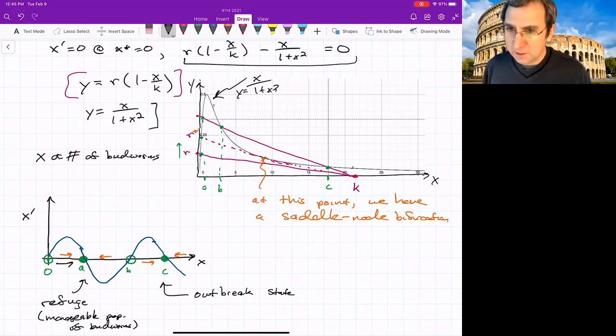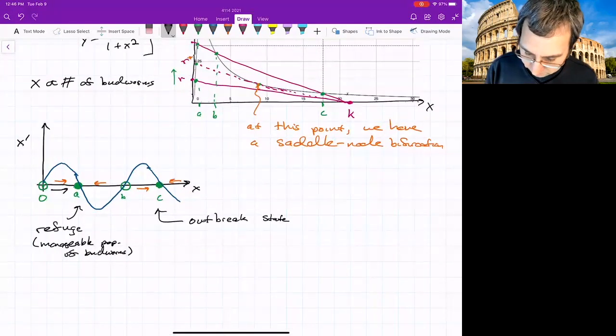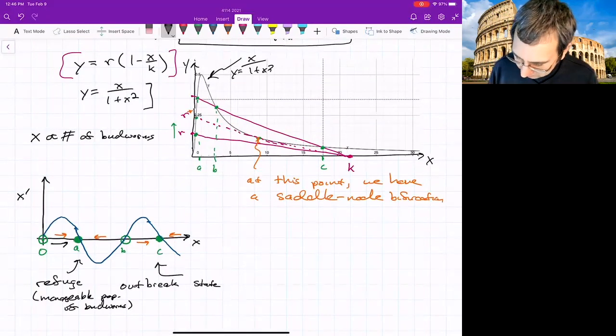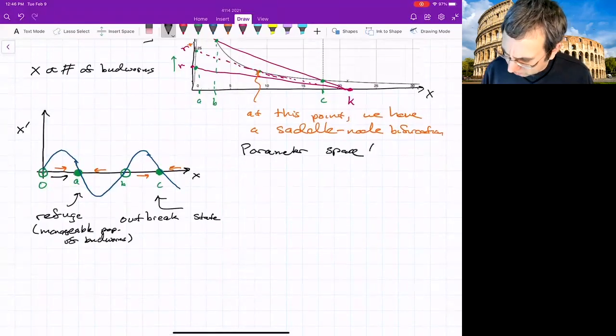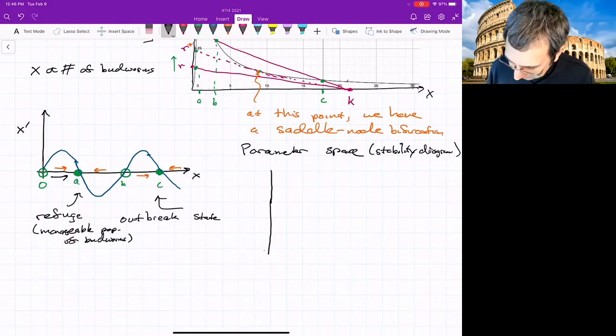What I want to show is that we can plot in the parameter space of R versus K the number of fixed points. Below this saddle node bifurcation, there's only 2 fixed points. And above that, there is more than 2. So now let's plot the parameter space. And I think this was called a stability diagram. I'm just going to sketch it.